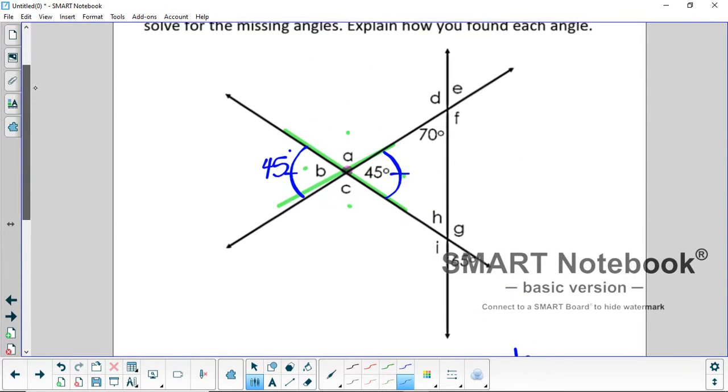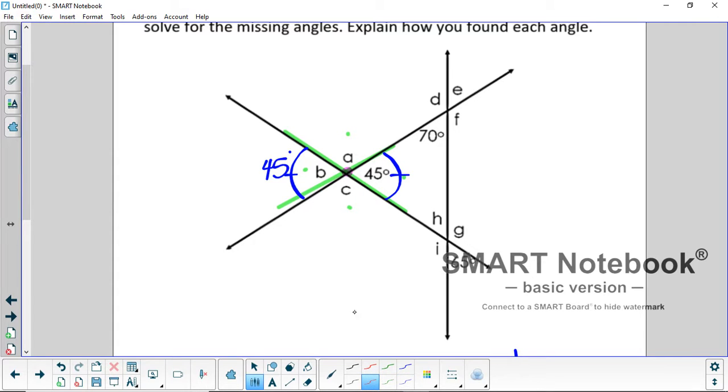Now if I look at angle C or angle A, they are not vertical with the 45 because they are sharing a side. But if you notice, they create that protractor shape together. So they are a linear pair or supplementary, which means they have to add up to 180 degrees total. So I need to take 180 and subtract off the 45 to find angle C. And this gets me 135 degrees for angle C.